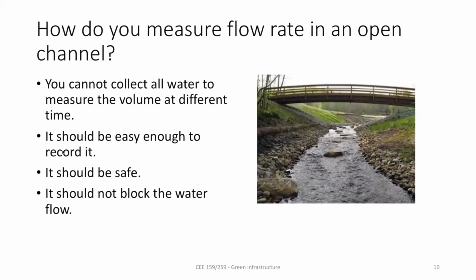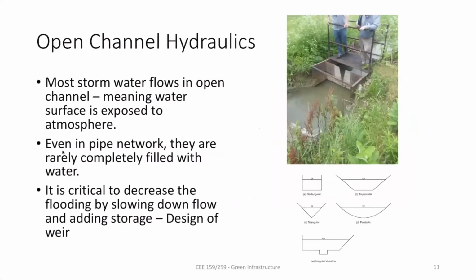So in open channels, you have this constraint: you cannot collect water, as I said. It should be easy enough for people to record without getting into danger, because storm flow can be dangerous. If it's moving very fast, you don't want anyone to go near. That's why it has to be safe. Also, by taking a measurement, you should not block the water. It should move freely, right? So these are the constraints you have for your measurement.